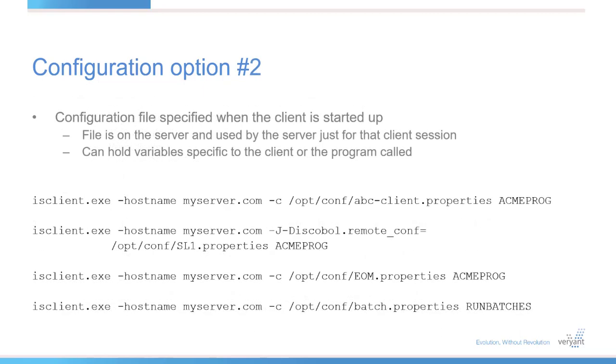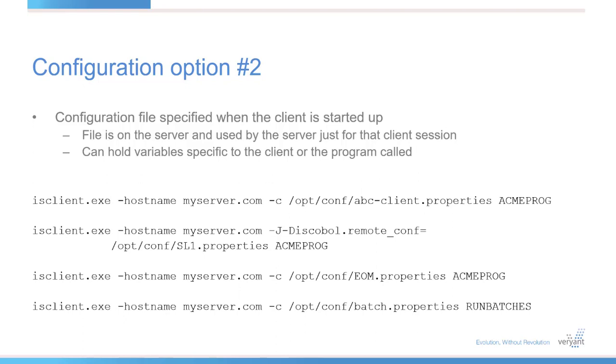The second option is to set variables from a configuration file that is on the server, but it isn't called when the server is started up. It's added to the command line on the client side when the client connects, and therefore we call it a remote configuration file because it's remote to the client. Now, in this case, the scope of the variables is only for that client session.